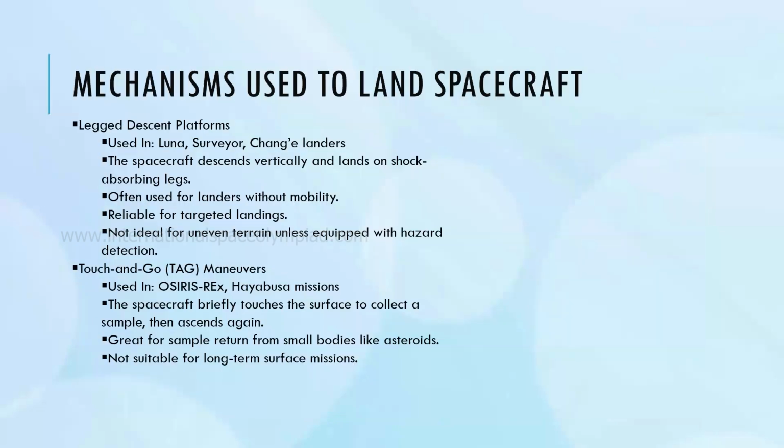Then there is one more thing called touch and go. It will come near the surface, collect the data and go back. Come and descend, or descend and then ascend. It just touches and goes. So that is another maneuver. But anyway, we cannot properly call it a lander. Just touch and go. That's all.